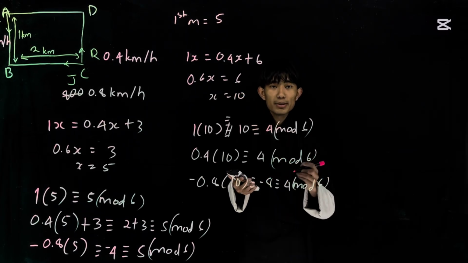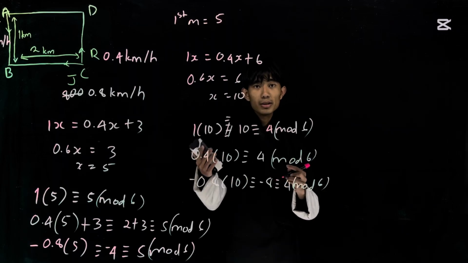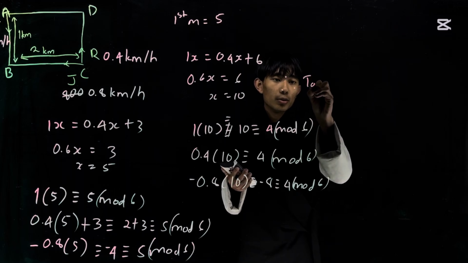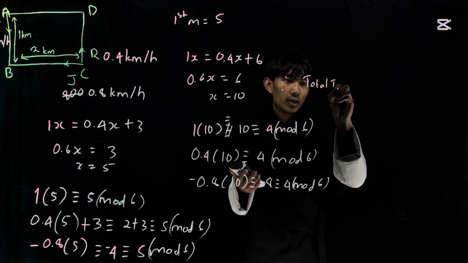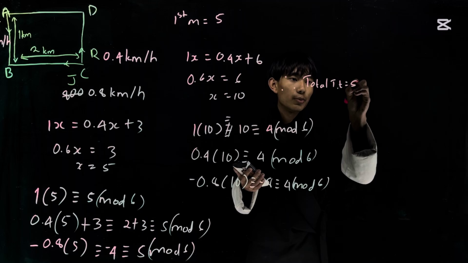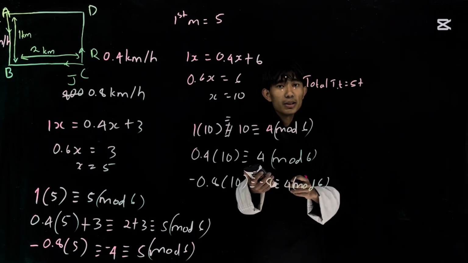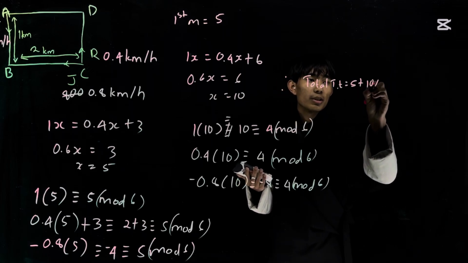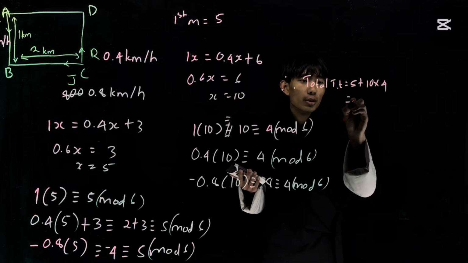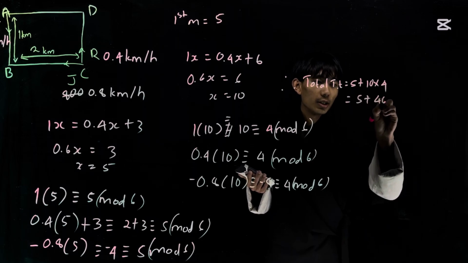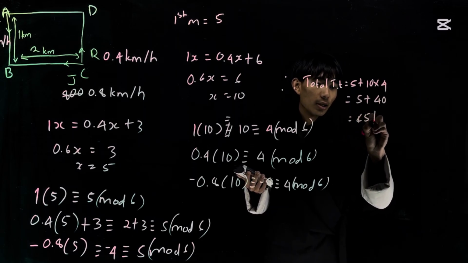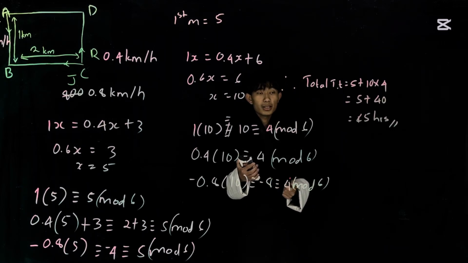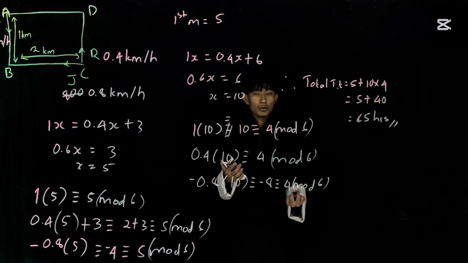So for 5 successive meetings between the 3 riders, the total time taken would be 5 hours for the first meeting, and after the first meeting it occurs after a regular interval of 10 hours. So we have 4 such remaining meetings. So it's 5 plus 40, which goes to 45 hours. So the 3 riders meet for the 5th successive time after 45 hours. Thank you.